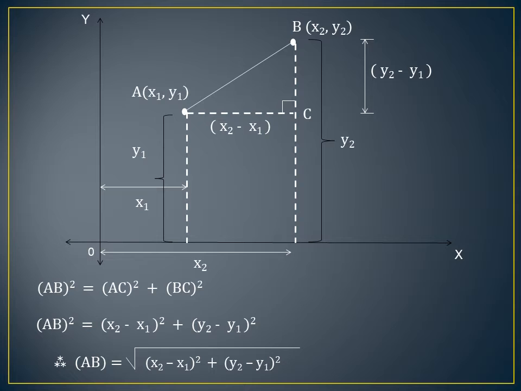Even if we interchange the places of x1 and x2, the value of the formula will still remain the same. If we put x1 instead of x2, we'll have (x1 minus x2) the whole square plus (y1 minus y2) the whole square. The answer will still remain the same because ultimately we are squaring each bracket. You can try that out and see that you'll get the same value.